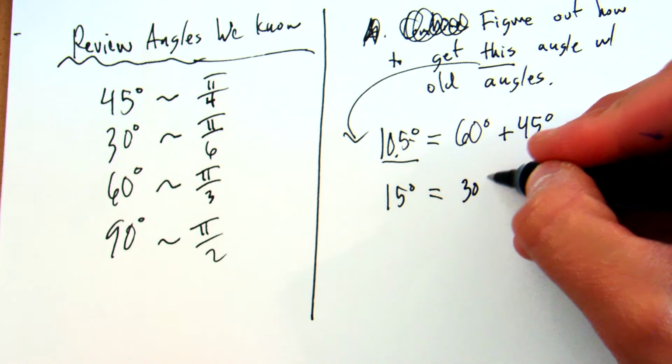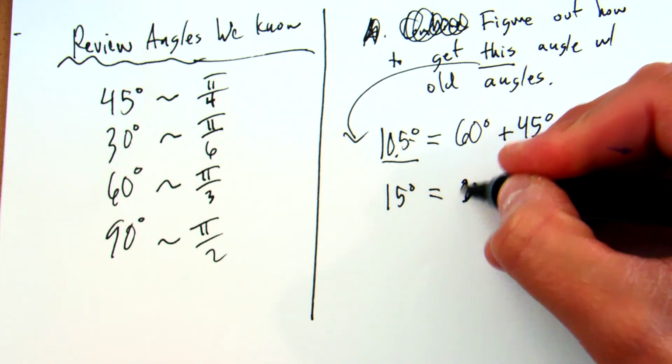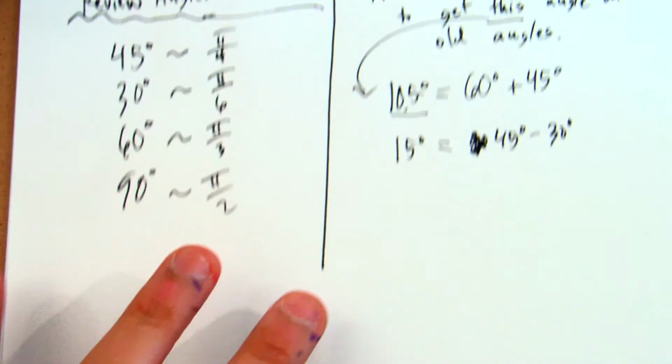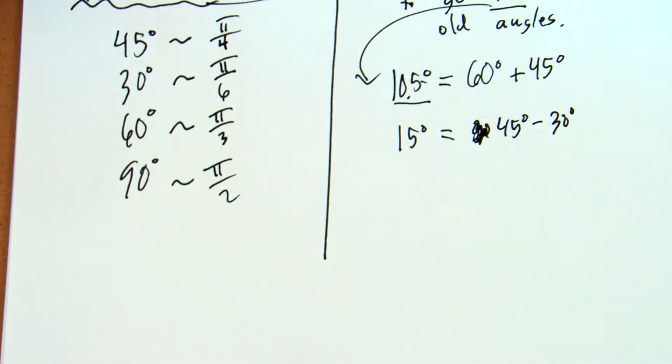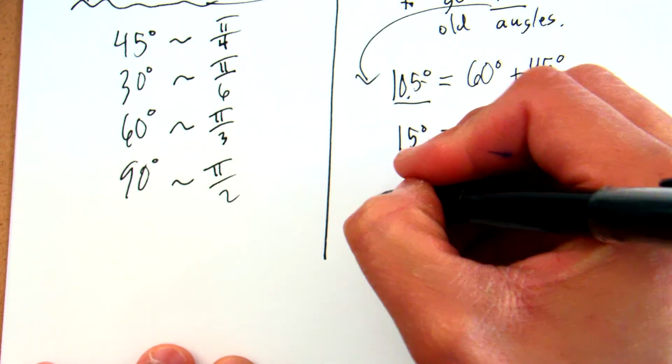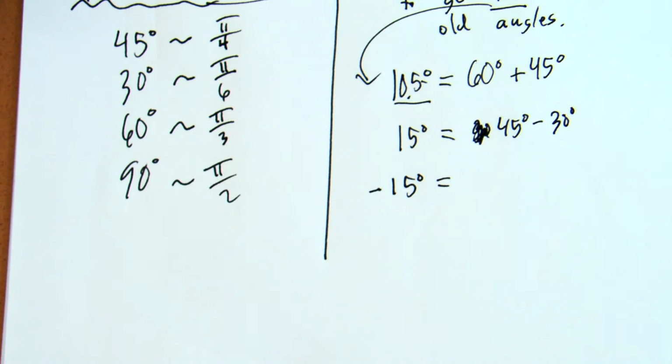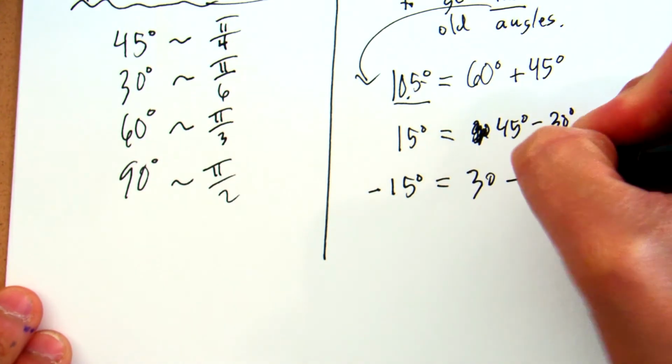30 degrees. Oh, 45 minus 30, right? Good. Let's do one more. Let me sign it, Maria. What would be another one? We could do, how about negative 15 degrees? How do we get that? Yeah, 30 minus 45. Okay?